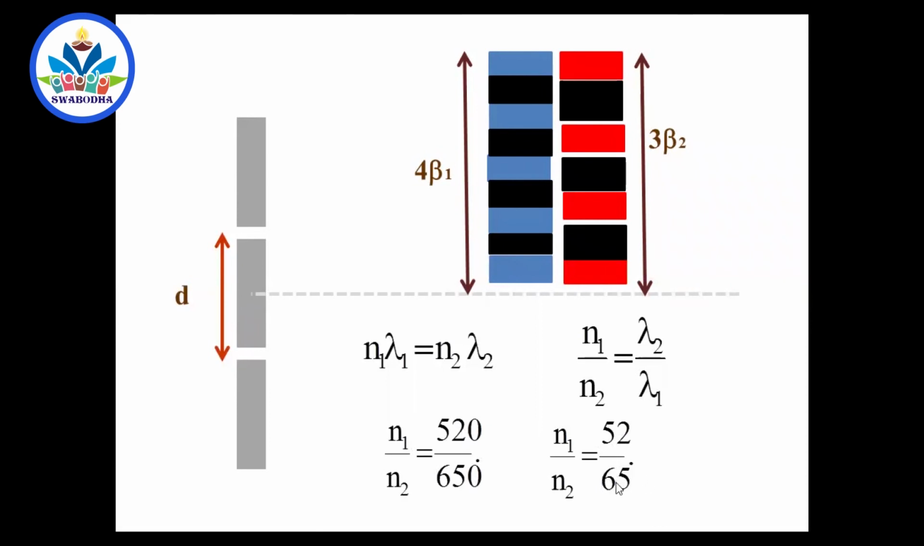Got it? So the 52nd fringe of 650 nanometer and the 65th fringe of 520 nanometer are formed at the same place. For 520 nanometer, the lesser wavelength, more steps are required. Understood? Suppose the answer last time was 4 by 5. It was the 4th fringe of the larger wavelength, the 5th fringe of the smaller wavelength, right?